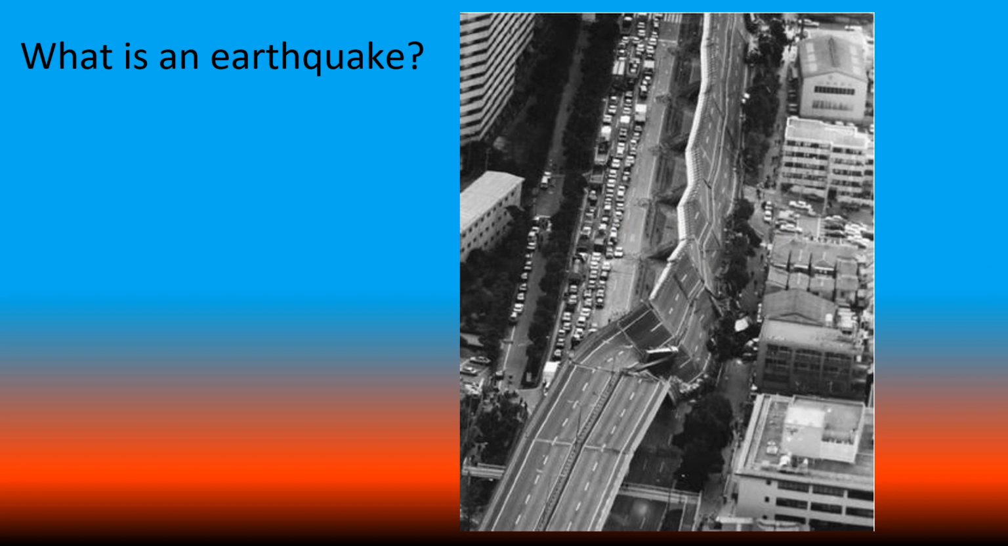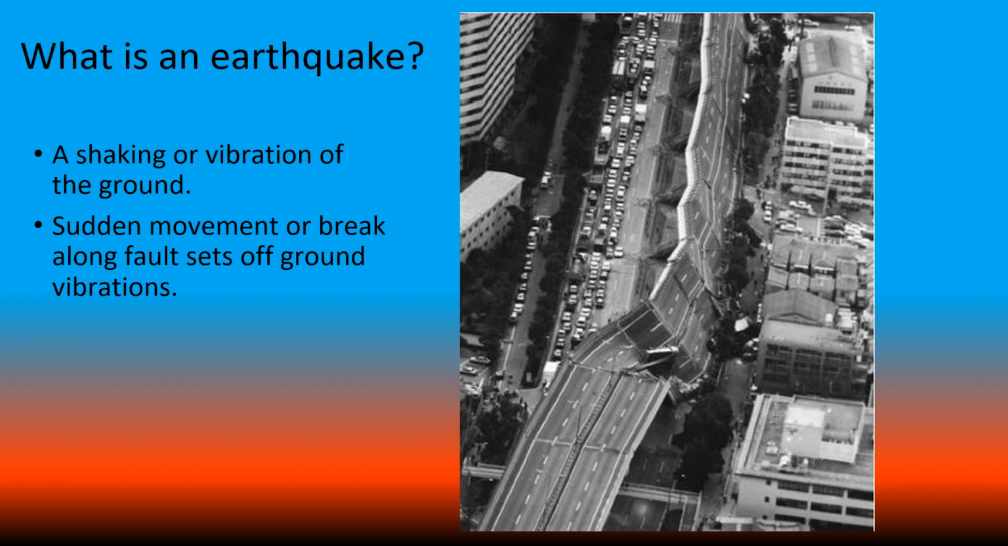So what is an earthquake? Well, it's a shaking or vibration of the ground. It's often caused by sudden offsets along faults, and those faults are generally associated with the plate boundaries that we talked about in the last chapter. And you get certain kinds of earthquakes at convergent boundaries, you get certain kinds of earthquakes at divergent boundaries, and you get certain kinds of earthquakes at transform boundaries because those faults are moving in different ways. So we'll talk about that.